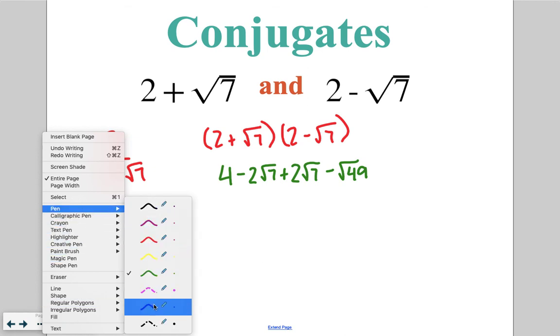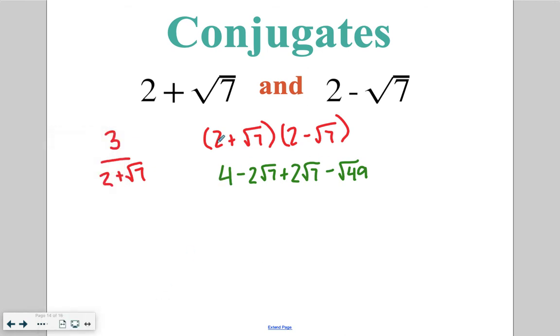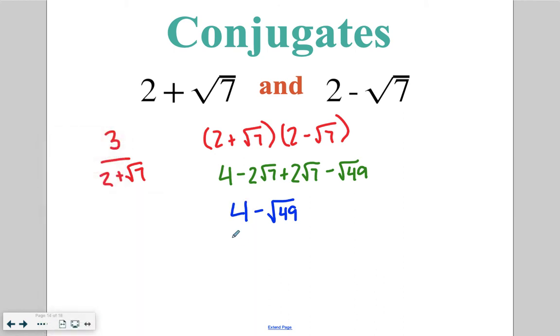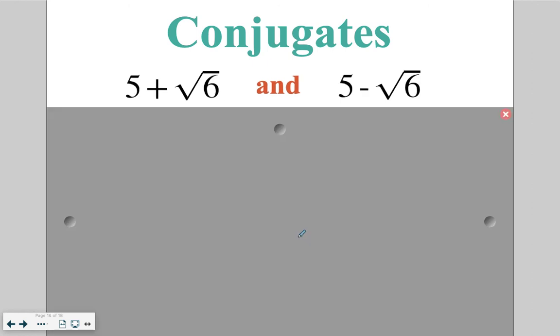That's why we use the conjugate, those opposites. So you can skip that green step and go straight to 2 times 2, or whatever your front numbers are, is 4, minus square root times square root, which in this case is 49. Then you're going to go ahead and solve the square root of 49, which is going to be 7, and you end up with 4 minus 7, which gives you an answer of negative 3. So that is how we use conjugates to rationalize the denominator. I want you to go ahead and practice multiplying these and find the numerical value on your own.